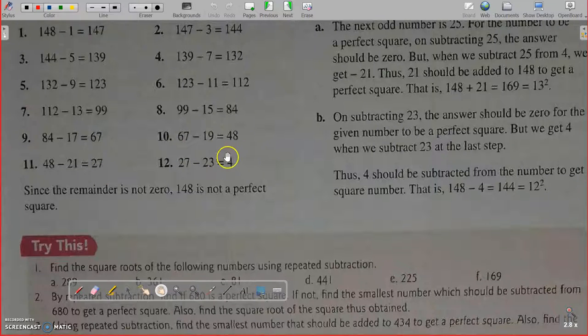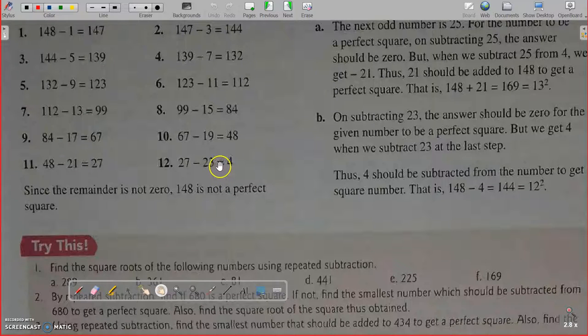Now you just see, if you subtract a bigger number, of course it will become negative. It doesn't become 0. So it is not a perfect square. Since the remainder is not 0, 148 is not a perfect square. But it has been asked: what should be subtracted to get a perfect square? So the first number is 4. If 4 is subtracted from this number, then we will get a perfect square.